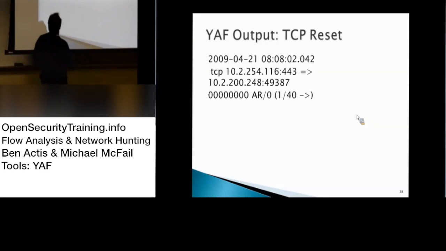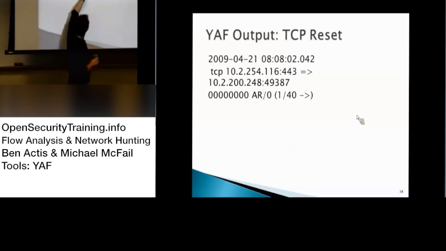So you know things are different. There's no duration here. It says when it was done. You have TCP again, direction, two here. This one was on 443 to this high level one. Sequence number empty here. Acknowledge reset, nothing response. One packet, 40 bytes, going in that direction.